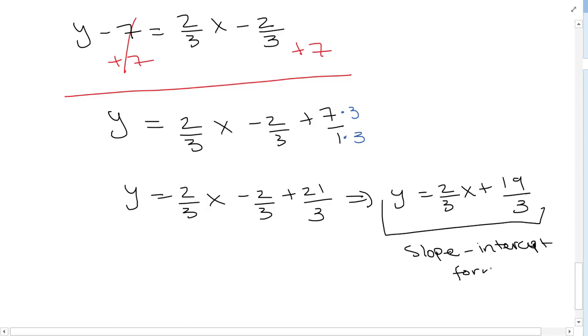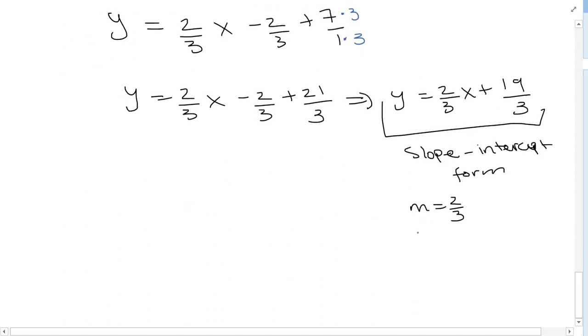Which now, what can I get from here? I can get that the slope is 2/3, but we already knew that. And I can get the y-intercept. The y-intercept is the point (0, 19/3). This will be a little bit hard to graph, but that is our y-intercept.